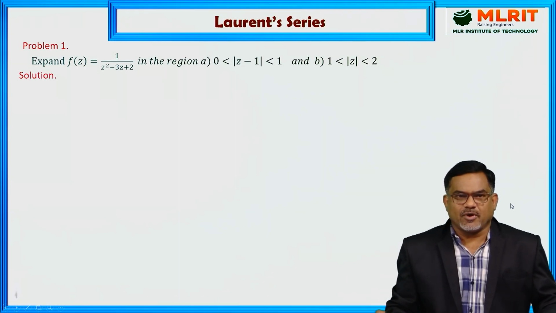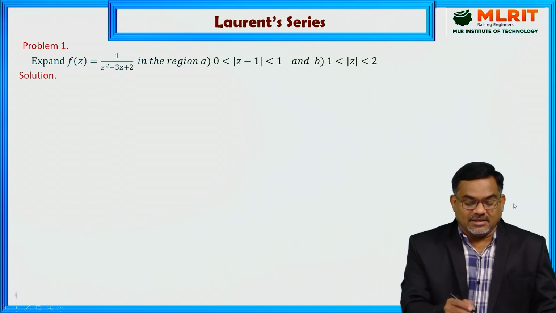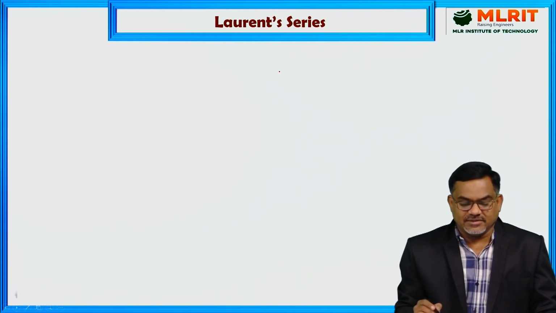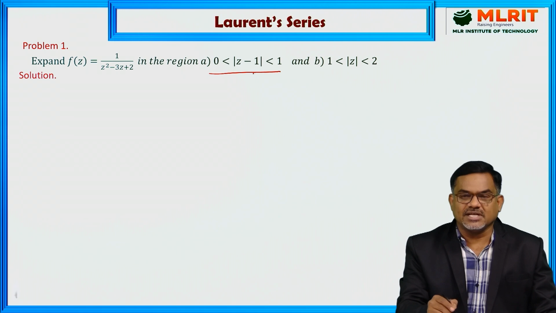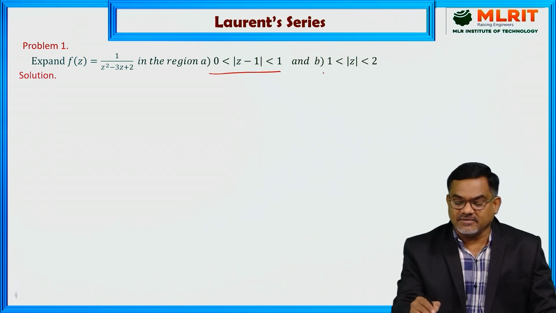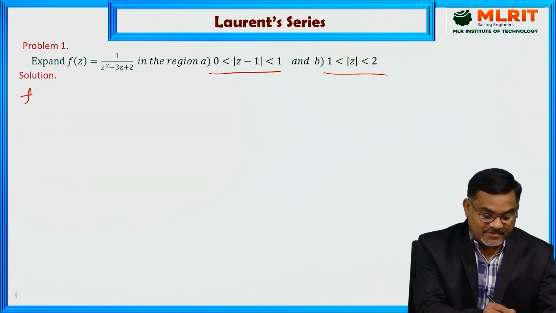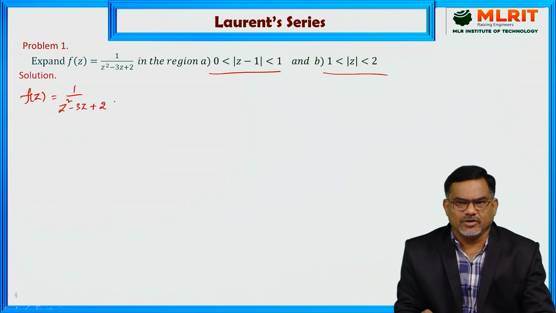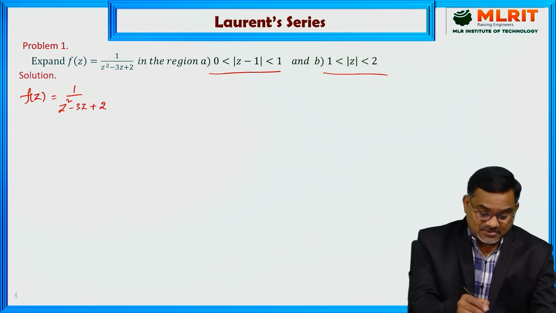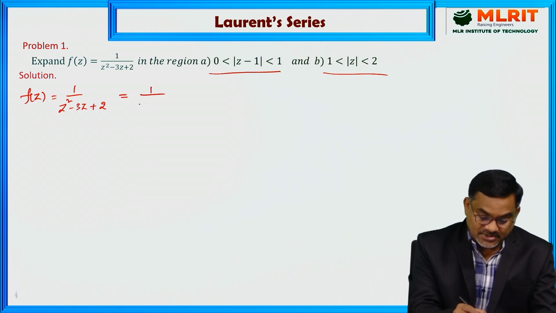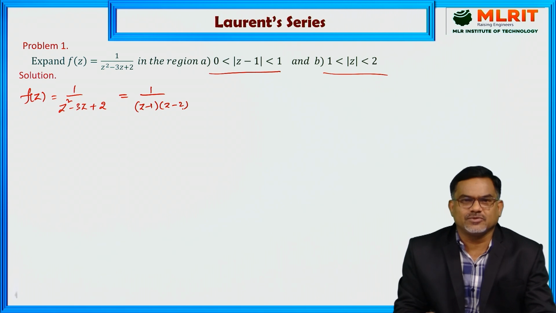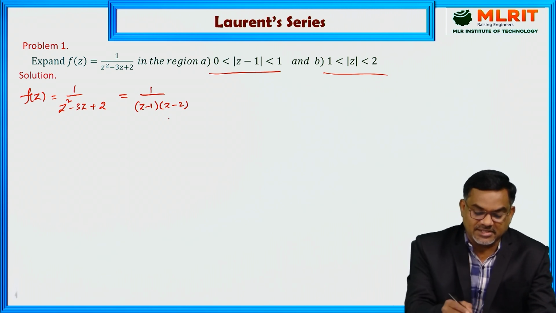Now, coming to the first problem, expand f of z in the region. The first region is 0 less than mod z minus 1 less than 1 and the second is 1 less than mod z less than 2. Now, what is the given function? Given f of z is 1 by z square minus 3z plus 2. The denominator is a quadratic polynomial in z, so we can find the factors of this. This can be written as 1 by (z minus 1)(z minus 2), the product of these two factors being z square minus 3z plus 2.